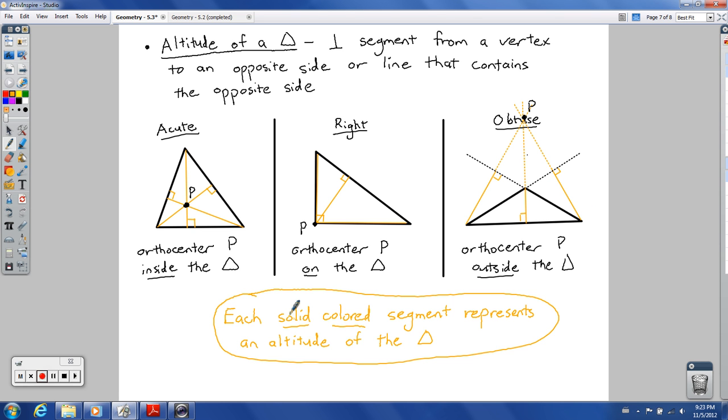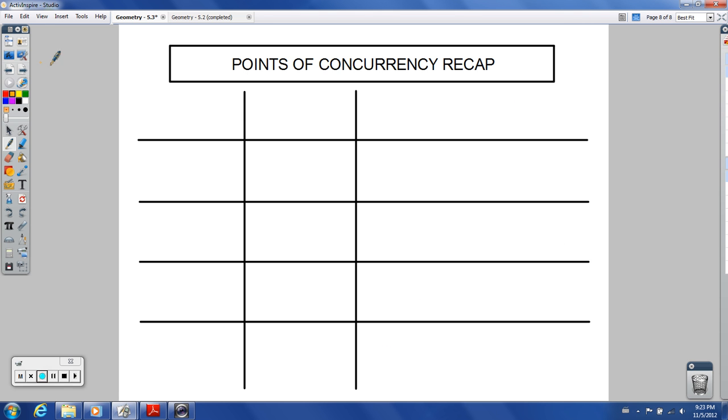is the third altitude. And then let's just wrap this up with a recap of lessons 5.2 and 5.3. So this is really important that we know the difference between all these different types of things we've been learning in the last couple lessons. So in this first column we're going to put the segment type. Write that in for me. In this second column will be the points of concurrency. And this third column will be the points of concurrency's location.